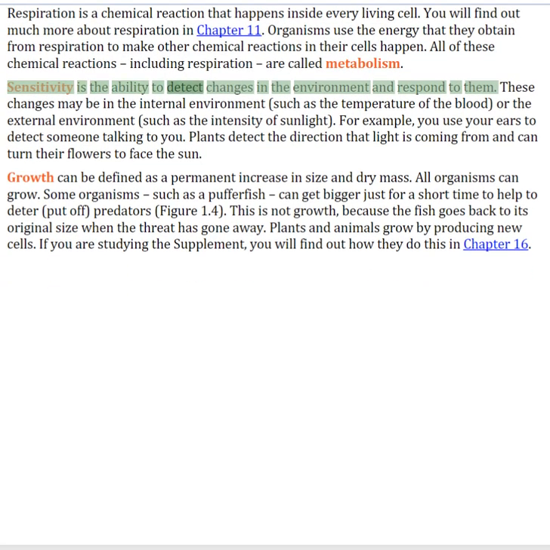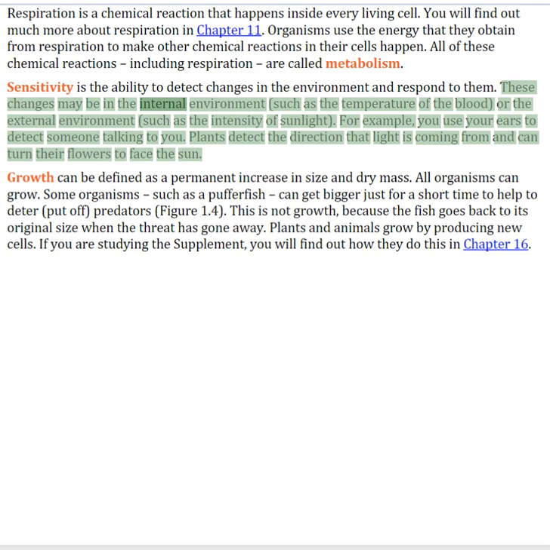Sensitivity is the ability to detect changes in the environment and respond to them. These changes may be in the internal environment or the external environment. For example, you use your ears to detect someone talking to you. Plants detect the direction that light is coming from and can turn their flowers to face the sun.